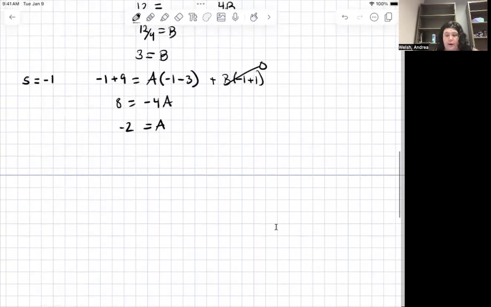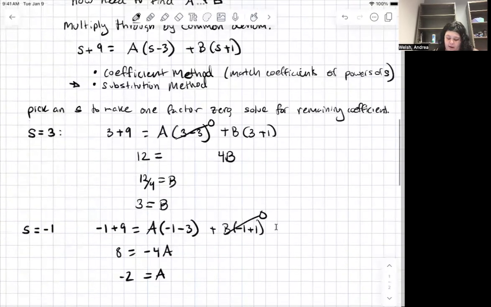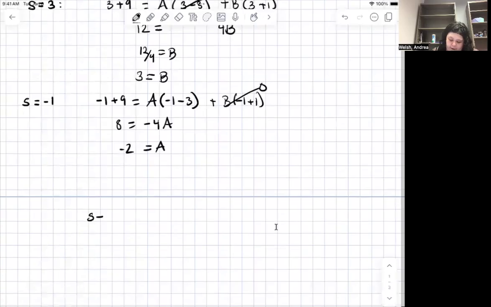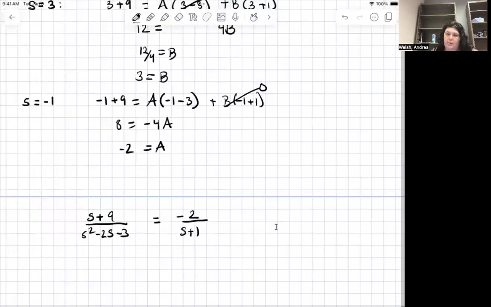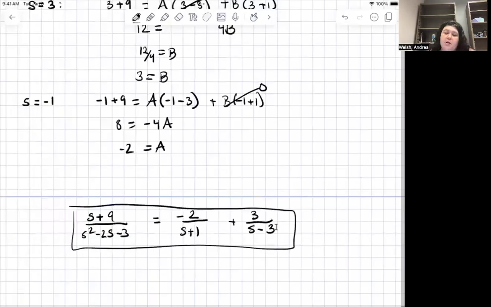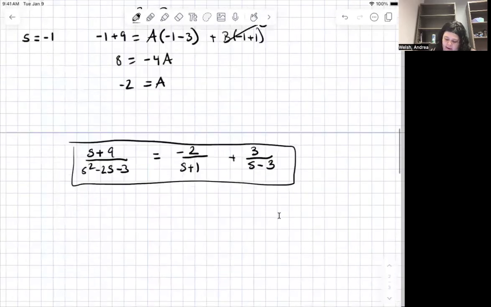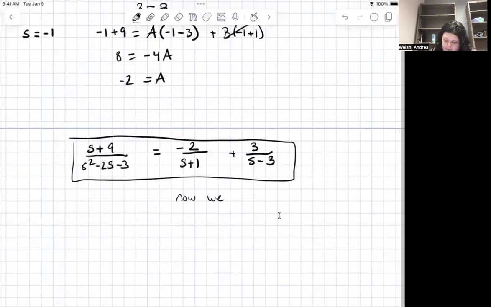Great. We have solved for A and B, and now we know that our original fraction, s plus 9 over s squared minus 2s minus 3, equals -2 over s plus 1 plus 3 over s minus 3. There we go. So we have used partial fraction decomposition to break this up, and now we have things on our table.